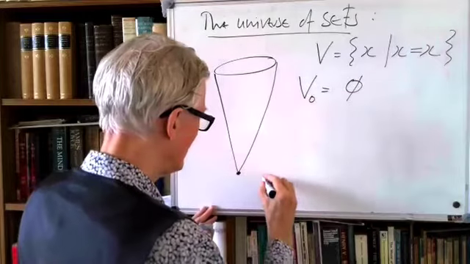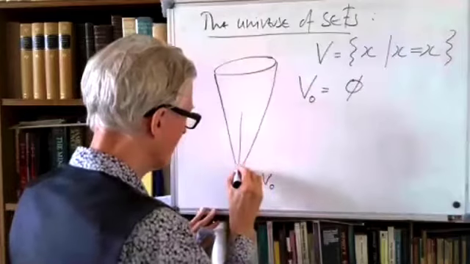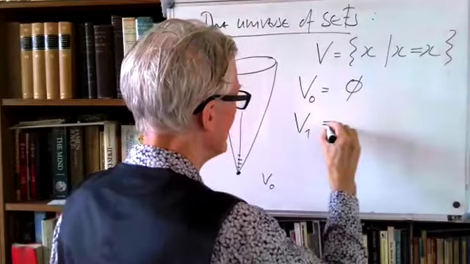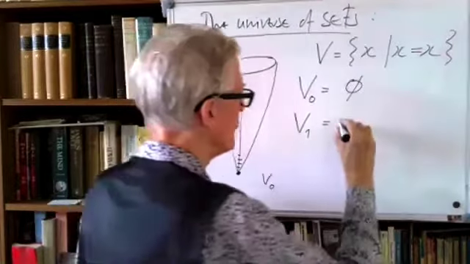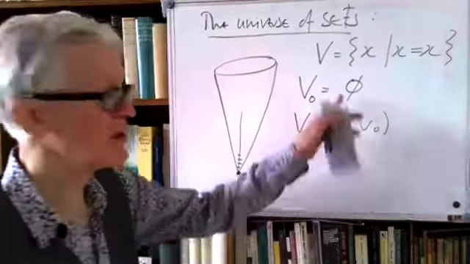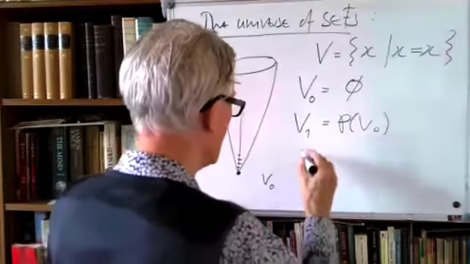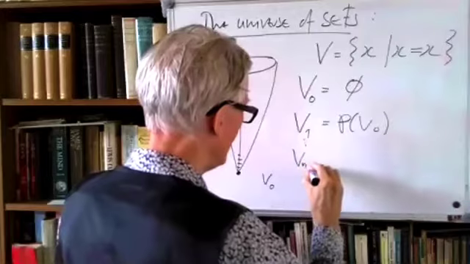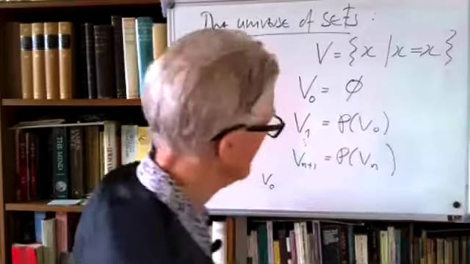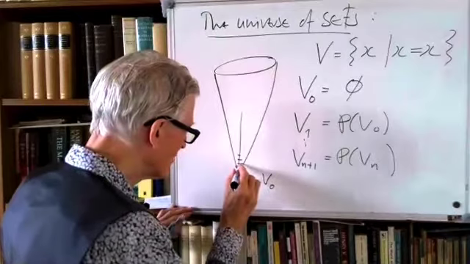So V0 is down here, the empty set. And each level will be the power set of the previous level. So V1 will be the power set of V0. We just worked out what the power set of the empty set was. And in general, Vn plus 1 will be the power set of Vn. So we'll build up these levels like this.